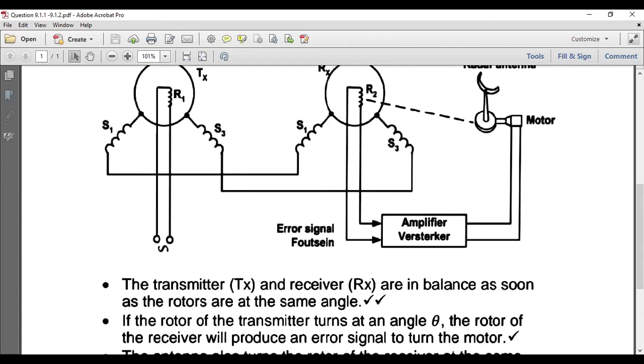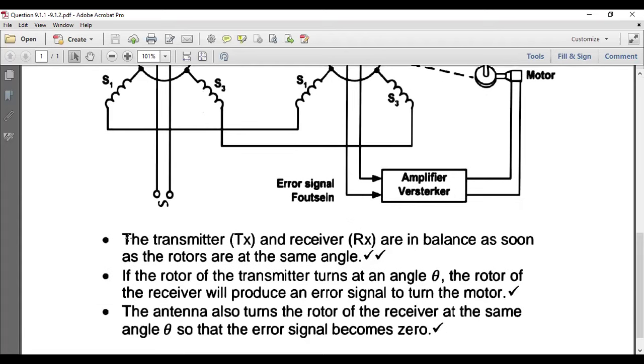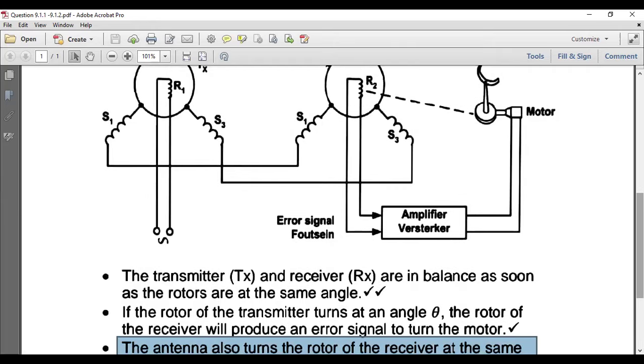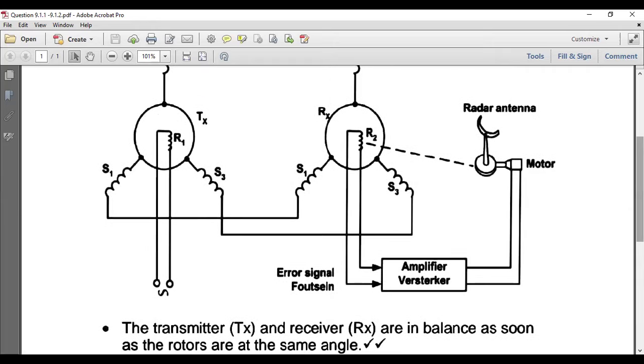Remember, we need a condition now where we're going to have what? The theta being included. If the rotor of the transmitter turns at an angle of theta, the rotor of the receiver will produce an error signal to turn the motor. And thus the antenna also turns the rotor of the receiver at the same angle so that the error signal becomes 0. So I just need you to go through your theory, also your diagrams.